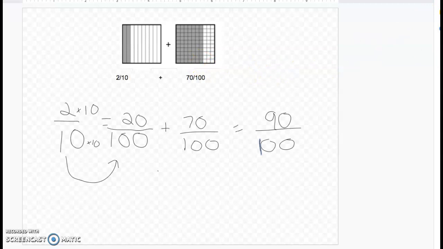Okay, you have learned how to add fractions in tenths and hundredths with unlike denominators. So good luck on your assignment.